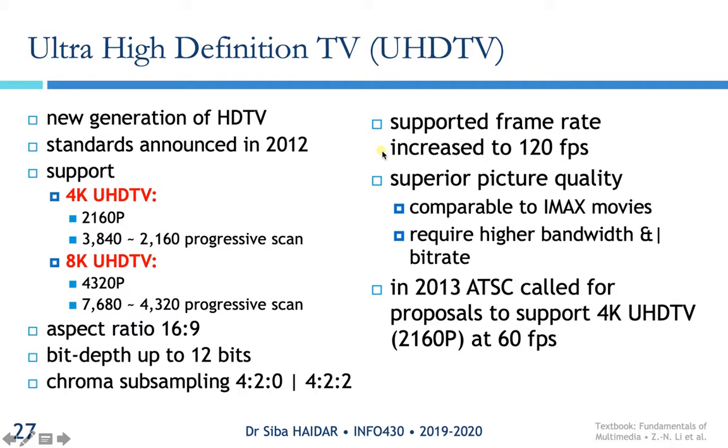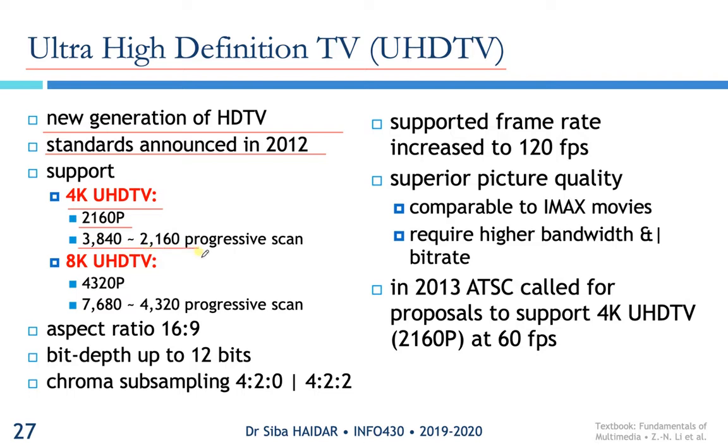And then after the HDTV came the ultra high TV. The ultra high TV took the standard to a new level. This is a new generation of HDTV that was announced in 2012, and it has two main supports. It supports the 4K UHD TV, which is 3840 times 2160, progressive scan.